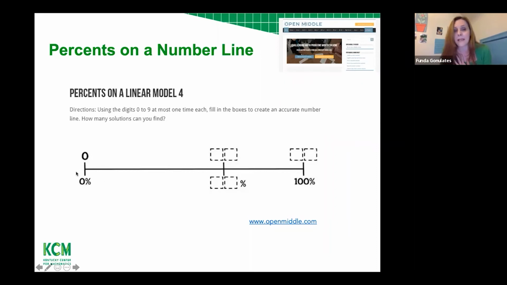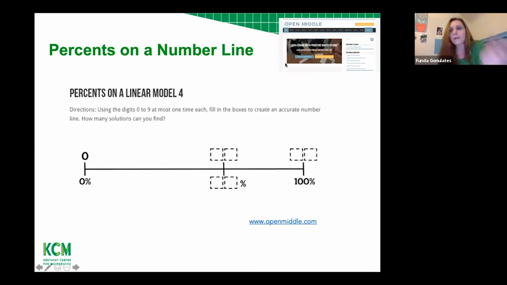The same idea: I have the units of percents underneath and the real units on the top. So type in the chat box, take some time to think about this problem. The direction is using the digits from 0 to 9, at most one each time. Can you fill in the boxes? And then if you have one solution, how many other solutions can you find?